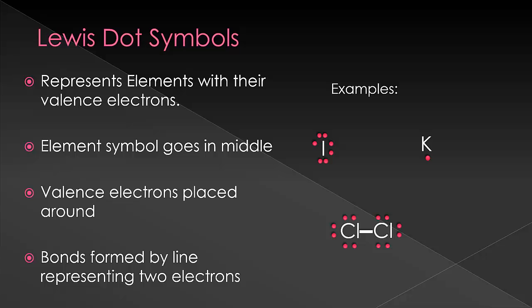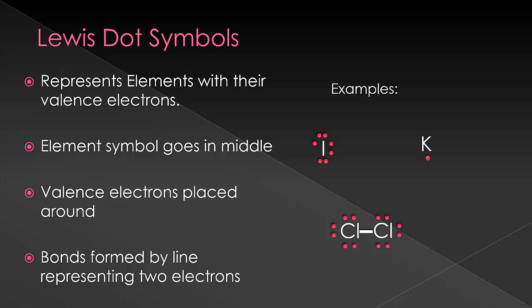Before we go straight into the bonding, let's talk quickly about how we represent these atoms. We will be using Lewis dot structures. The symbol for the element that we're talking about goes on the inside, and then the valence, or outside shell electrons, are represented by dots that surround the element. You put these in pairs. When we want to represent a bond, we will typically do so with a line. Each line represents 2 electrons.